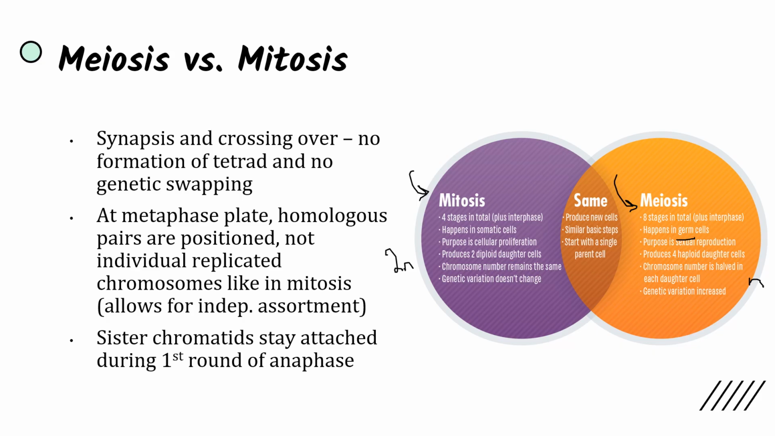They are the same in some cases because they are producing new cells. They're similar basic steps and they start with a single parent cell. But overall, meiosis is the one that's going to be causing our haploid cells that have genetic variation, while mitosis is causing diploid, genetically identical cells.